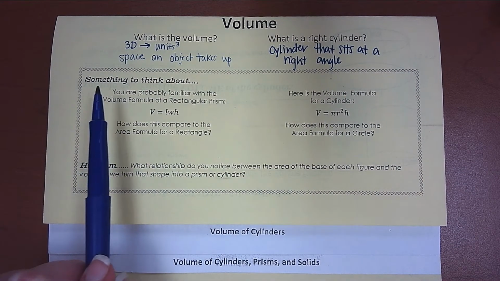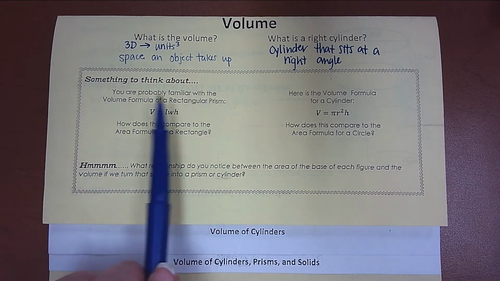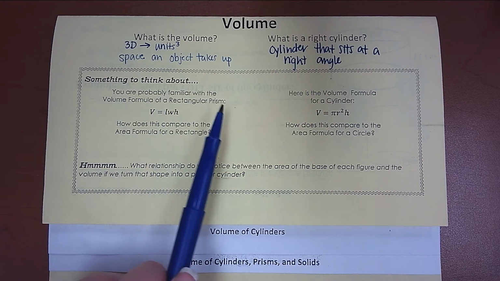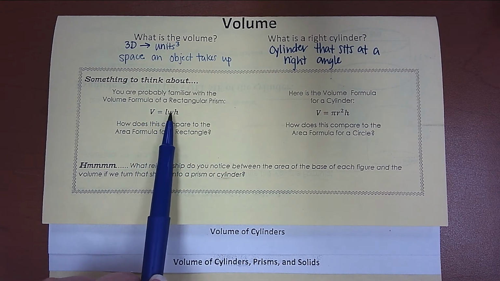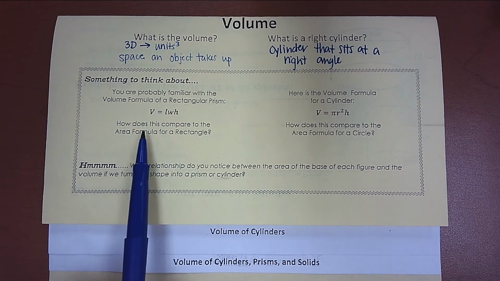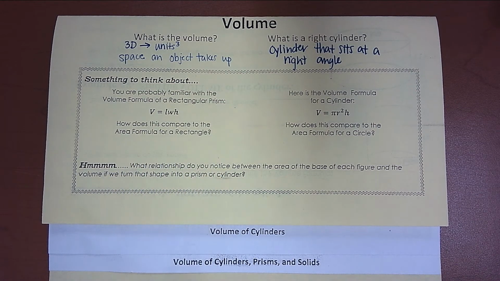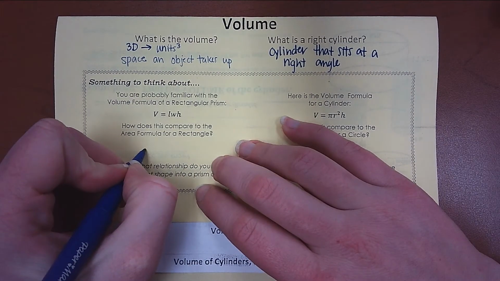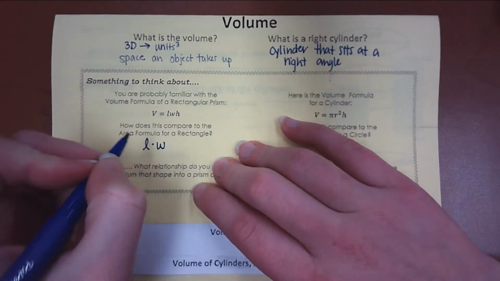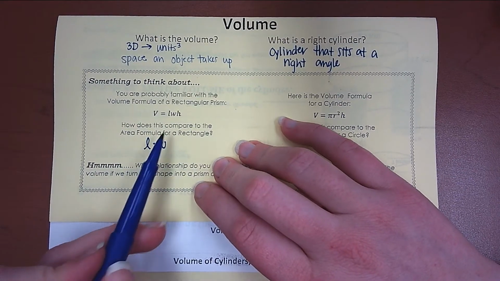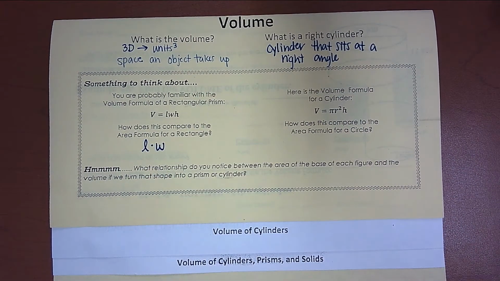So some things to think about. You're probably familiar with the volume formula of a rectangular prism. Volume equals length times width times height. How does this compare to the area formula for a rectangle? Well, when we think about the formula for a rectangle's area, we do length times width. So really, we're just taking the area and multiplying it by the height.